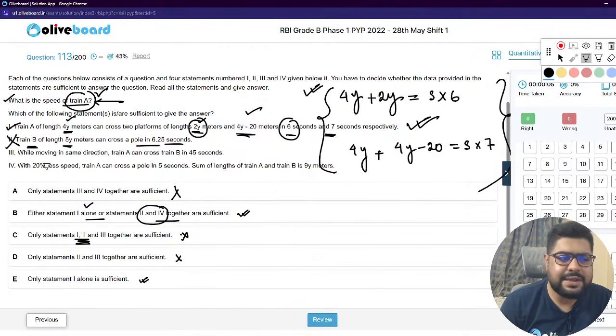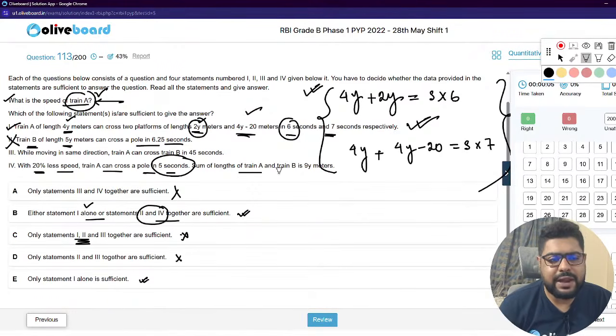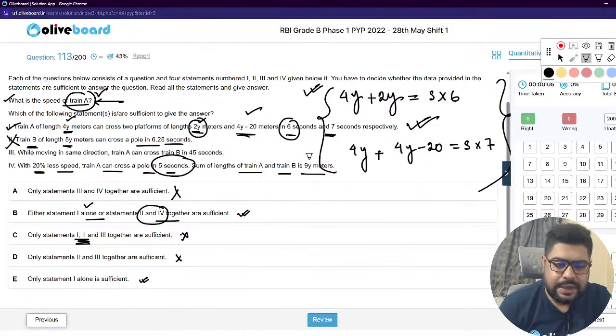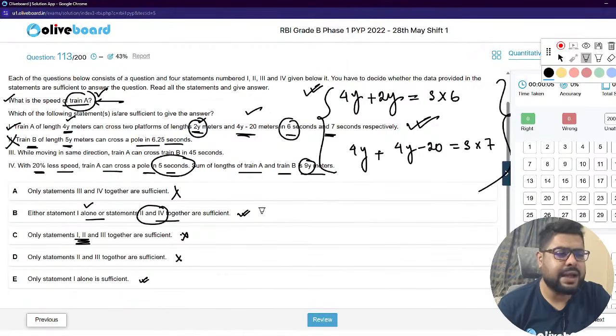Sir, fourth, let's see. With 20% less speed, A can cross a pole in this. Sum of the lengths of A and B is this. Achha sir, this can come from here, sir. Let's see. A and B's train, but the thing is that train A's length is not known. Train A length is only given in statement 1. Option 4 is also not okay. Why? Because you see sum of the lengths is given, but I don't know. Again, if I take 2 and 4 together, then it might be something.